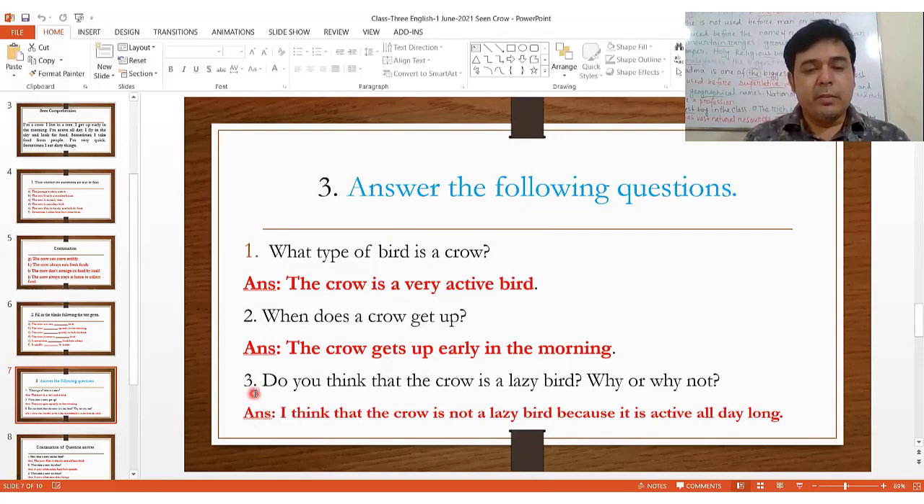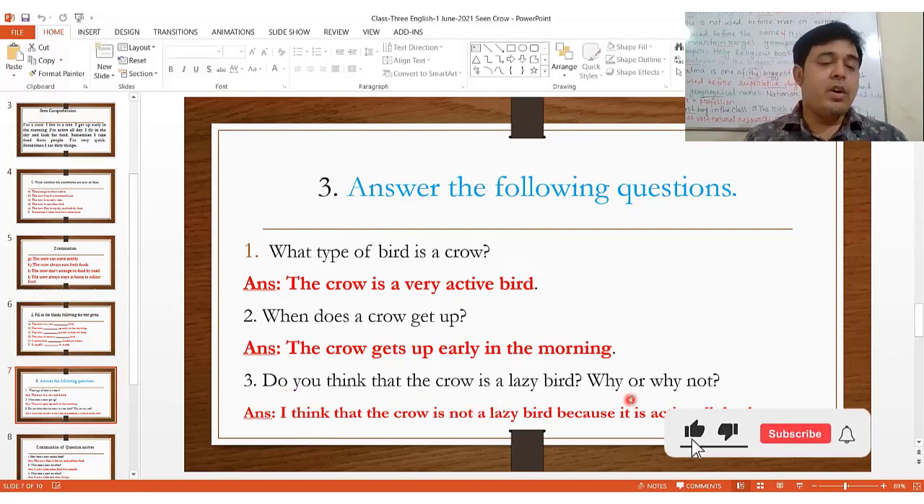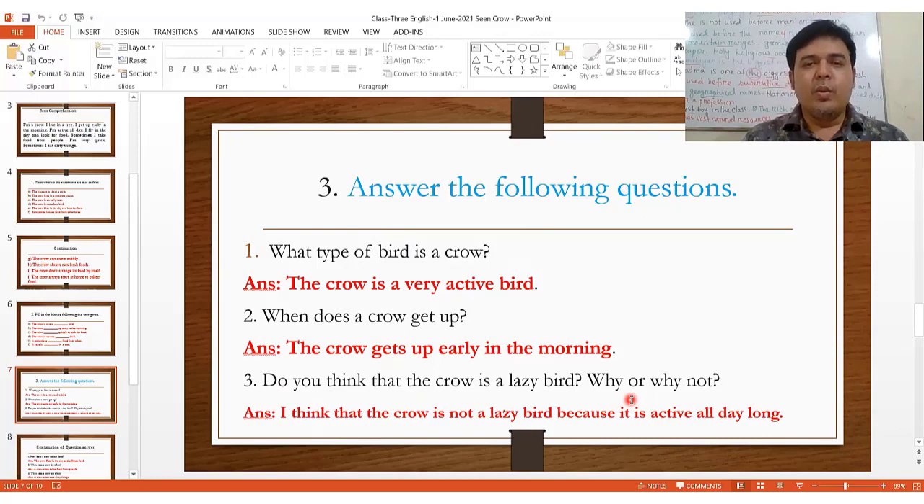And number 3, do you think that the crow is a lazy bird? Why or why not? Sometimes in the examination, this type of question may come, that is, justify your judgment. That is very much important here. So I think that the crow is not a lazy bird. Why?